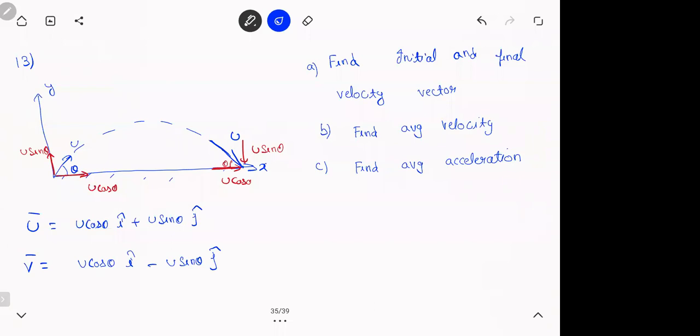I'll give you 2 minutes. Find the average velocity and average acceleration. Anyone who has a doubt in this U bar and V bar, please ask me.